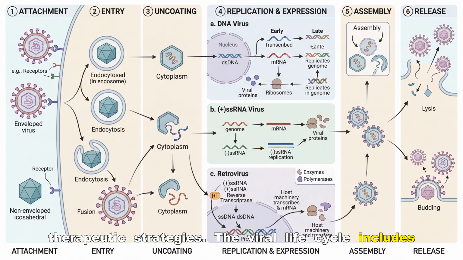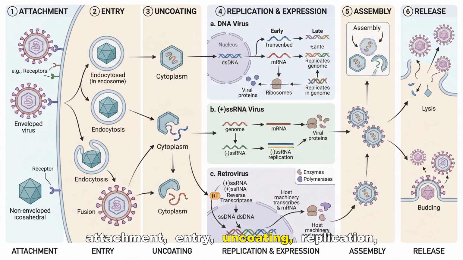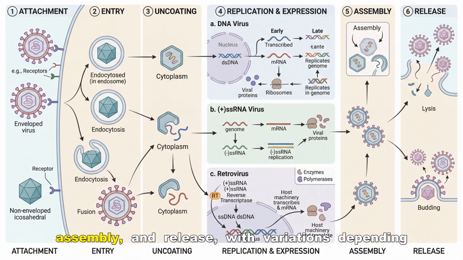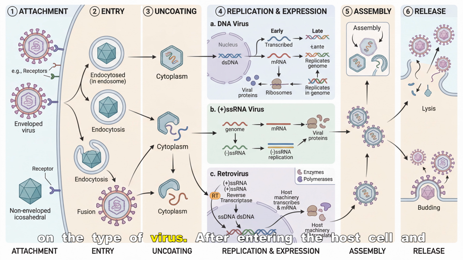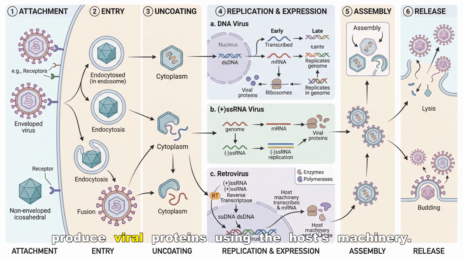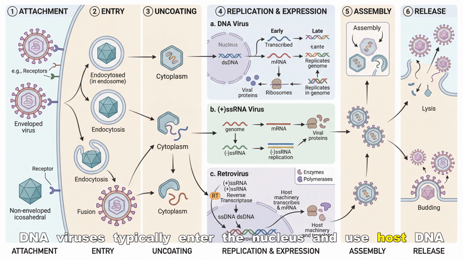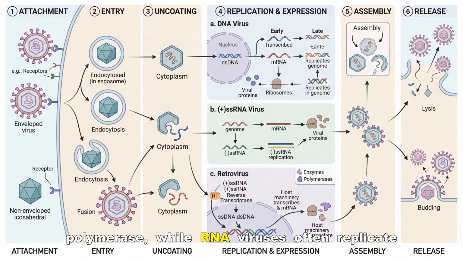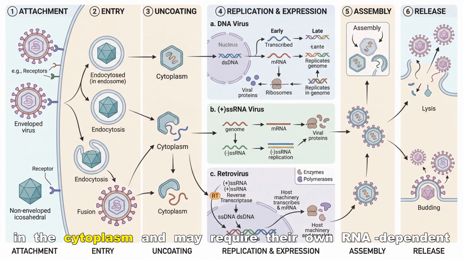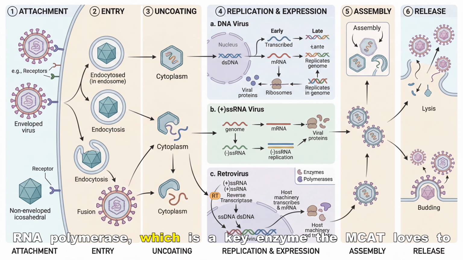The viral life cycle includes attachment, entry, uncoating, replication, assembly, and release, with variations depending on the type of virus. After entering the host cell and uncoating, the virus must replicate its genome and produce viral proteins using the host's machinery. DNA viruses typically enter the nucleus and use host DNA polymerase, while RNA viruses often replicate in the cytoplasm and may require their own RNA-dependent RNA polymerase, which is a key enzyme the MCAT loves to test.